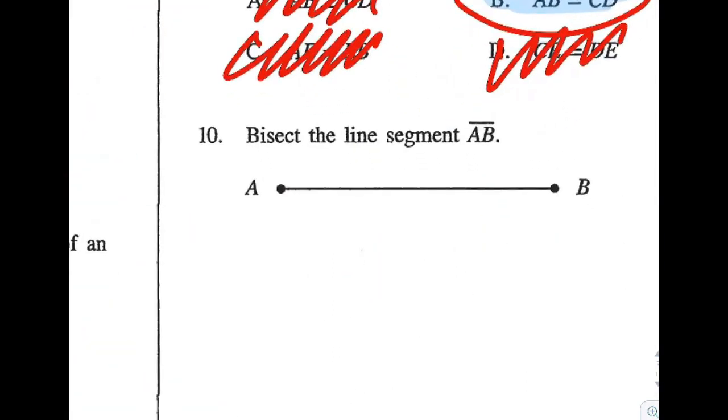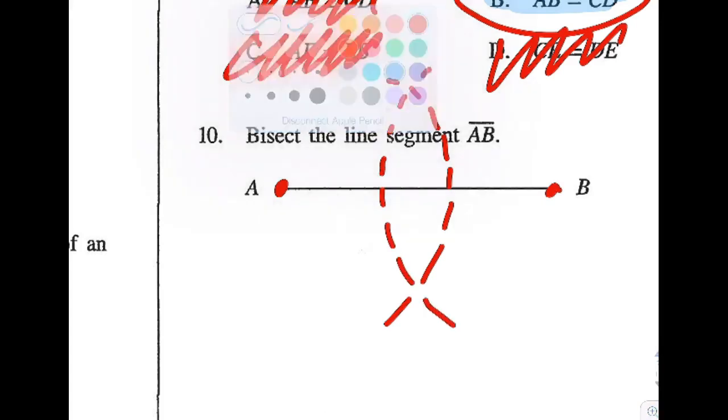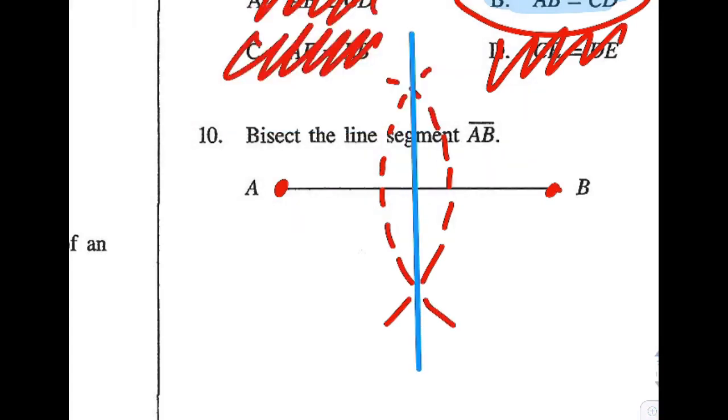Then it has you just go ahead and do it on your own here. Bisect this segment. Put the compass here, more than half. Put the compass here, more than half. Go right down the middle. And what you've done is created a perpendicular, in this case, bisector.